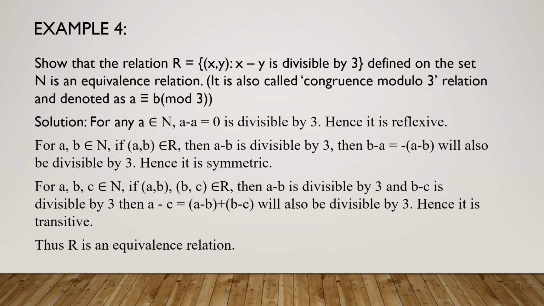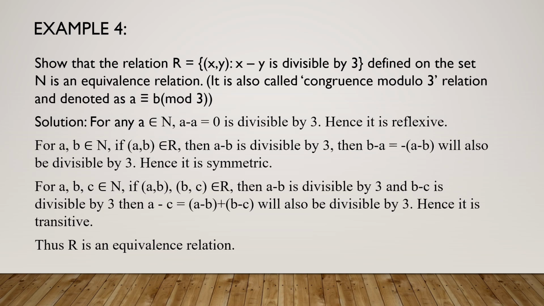Suppose I have any element A, then A minus A, you know, is 0. So 0 is divisible by any element. So 0 is divisible by 3, hence it is reflexive. Secondly, if (A, B) belongs to R, what does that mean? By the definition of R, A minus B is divisible by 3. Now B minus A I can write as minus of (A minus B). So that would also be divisible by 3.